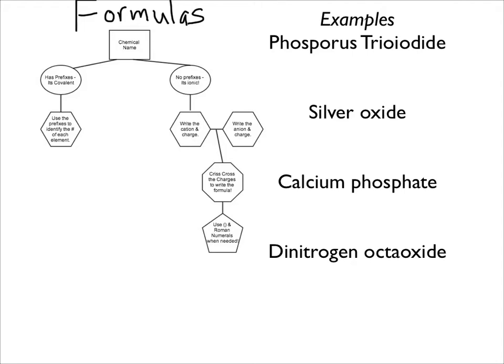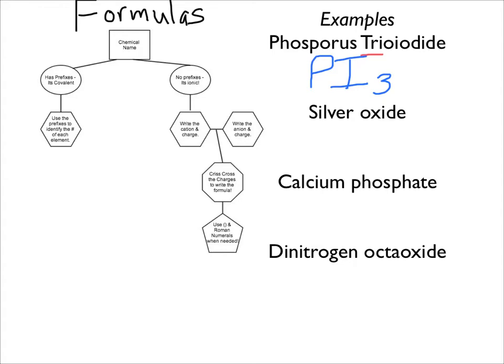Let's look at this first one. Phosphorus triiodide. Tri is a prefix, so we're going to follow this column right here. If it has prefixes, that means it's covalent, and we're going to use the prefixes to identify how many of each element. Since it just says phosphorus, that means there's 1. I'll just write a P. Triiodide tells me that there are 3 iodines. So there's the formula.